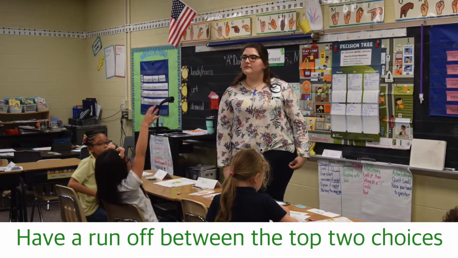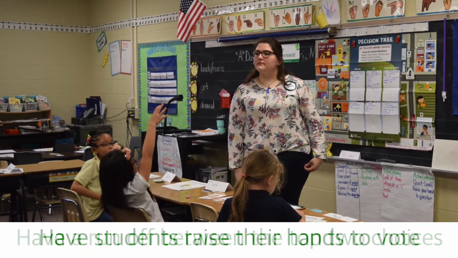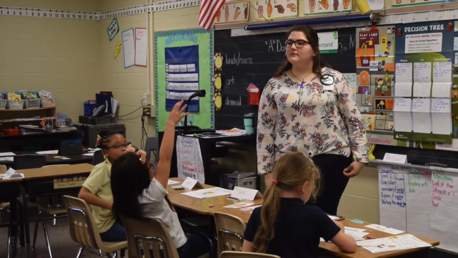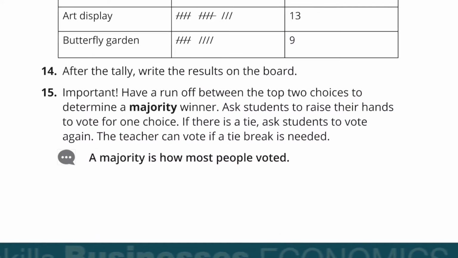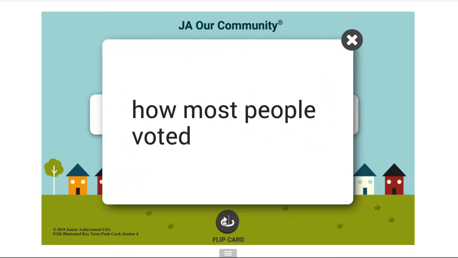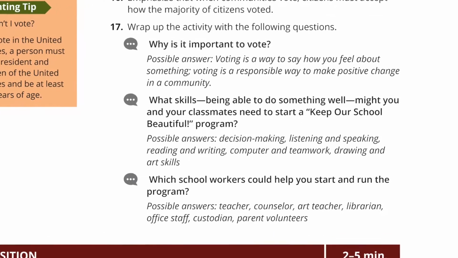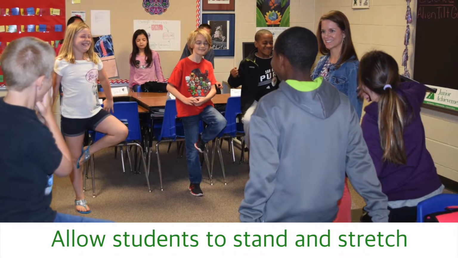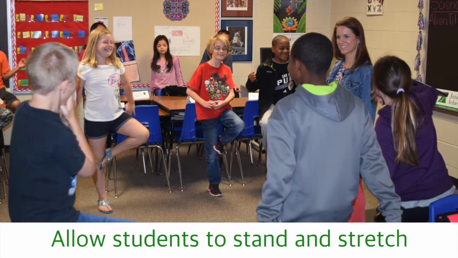Now have a runoff between the top 2 choices and have students raise their hand to vote for their top choice. The choice that gets the most votes wins. Use your guide to explain the voting process and introduce the term majority. Debrief the session using the review questions provided. Now may be a good time to take another 5-minute break to allow students to stand and stretch.